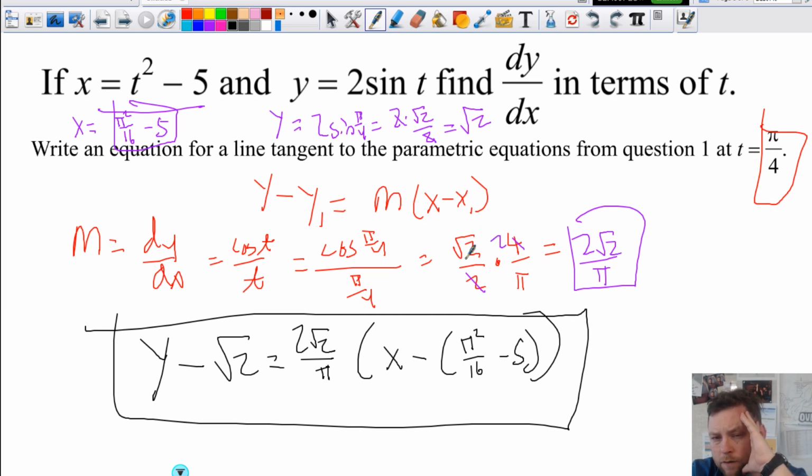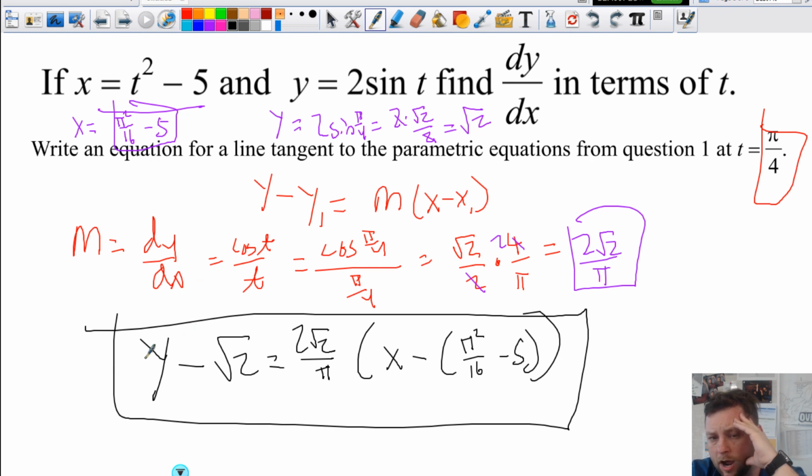So cosine of pi over 4 is square root of 2 over 2. And then times, I'm going to say the reciprocal of this, 4 over pi. I cancel out this 2, reducing with the 4. So the simplest answer is 2 square root of 2 over pi. That's my slope. Now to find the x and y, if my t is this, I just plug it into this equation. So you get x equals pi squared over 16, so pi squared over 4 squared, minus 5. I'm just leaving it like that. And the y is going to be 2 times sine of pi over 4, so 2 times square root of 2 over 2. The 2's cancel, so it equals square root of 2.